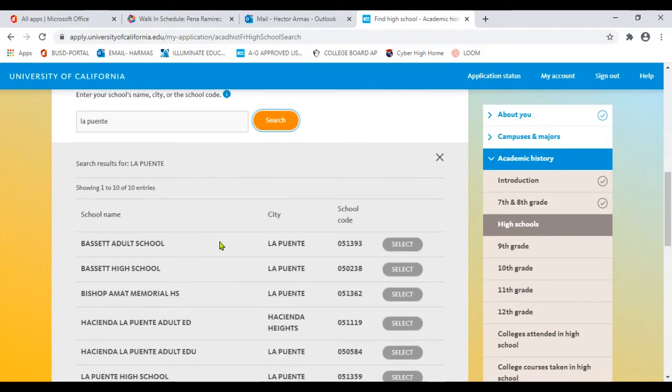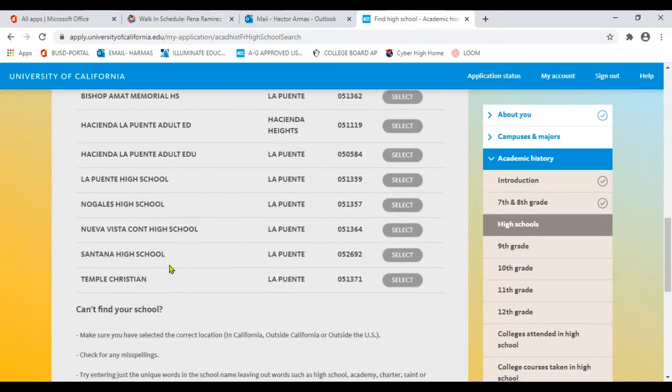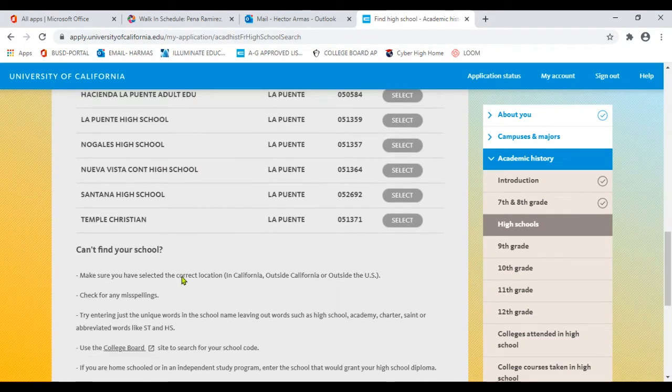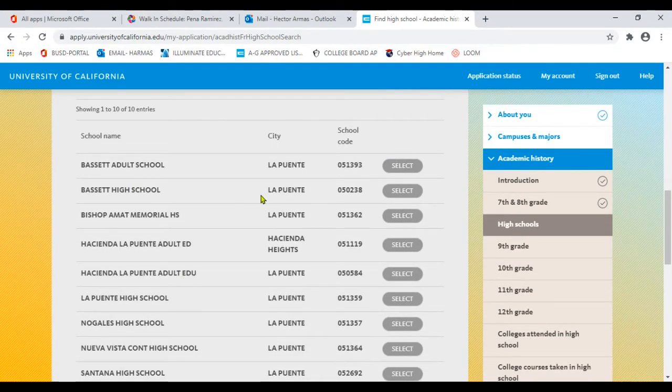If you notice, La Puente generates schools that are in the city of La Puente. We have Bassett Adult School, we have Bishop Amat, we have Hacienda La Puente, we have La Puente High School, Nogales, Nueva Vista. And hey, I can't find my school. So what's going on here? Oh, there it is, Bassett, I passed it. Okay, so now I'm going to hit select. And if you notice, the school code is 050238, but I'm going to hit select.